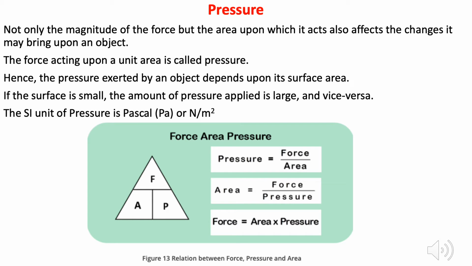What is pressure? Not only the magnitude of the force but the area upon which it acts also affects the changes it may bring upon an object. The force acting upon a unit area is called pressure. Hence, the pressure exerted by an object depends upon its surface area. If the surface area is small, the amount of pressure applied is large, and vice versa. The SI unit of pressure is Pascal.